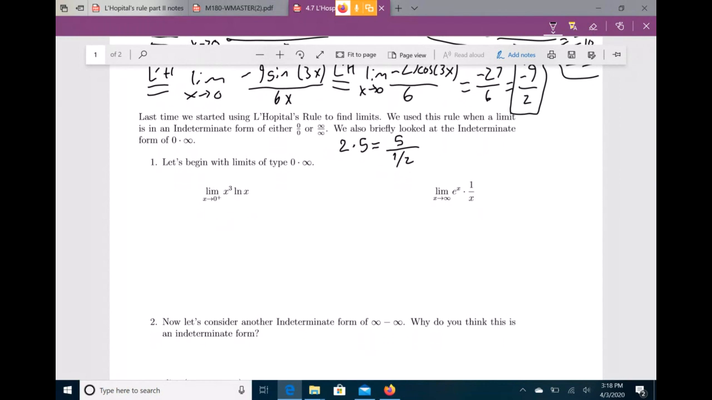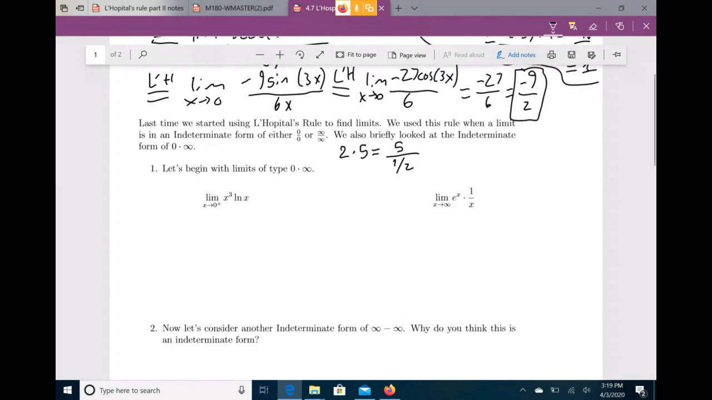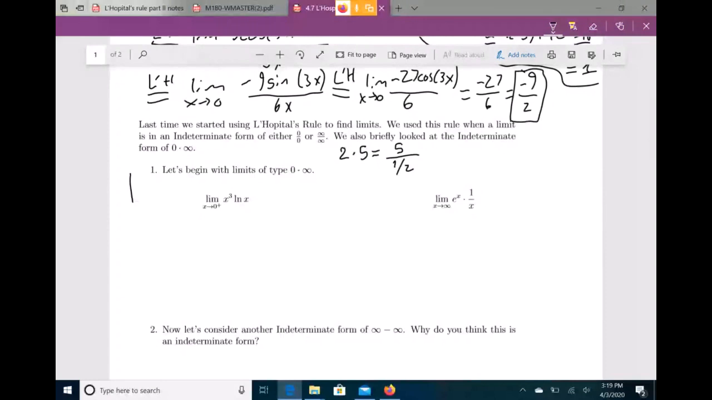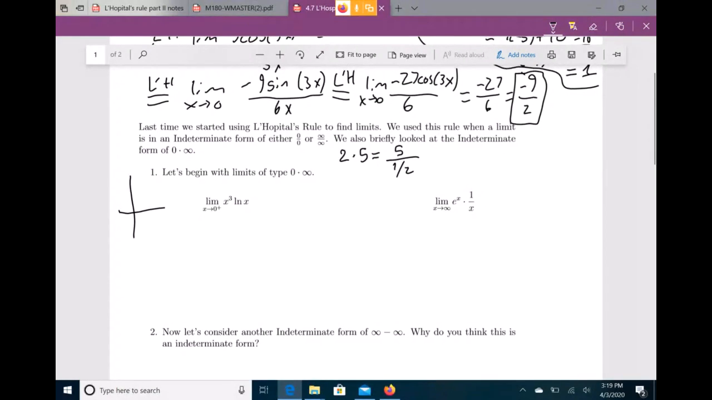Okay, so let's look at the first one. What is the limit as x approaches 0 from the right of x cubed times the natural log of x? We did a lot of these types of problems in the discussion yesterday. That's okay. Just to remind you how to evaluate the limit as x approaches 0 from the right for the natural log, one way to think about that is to look at the graph of the natural log.